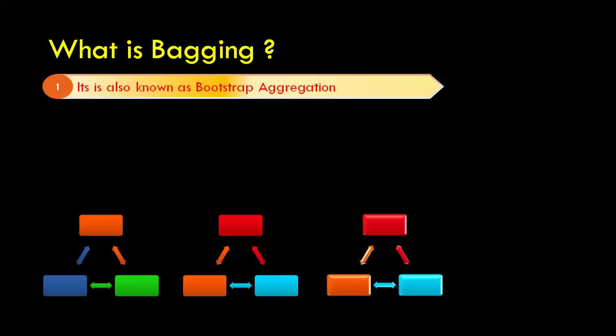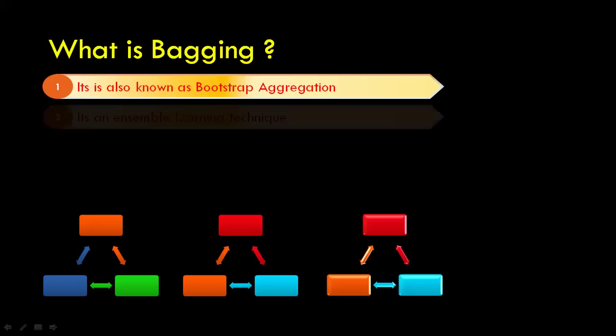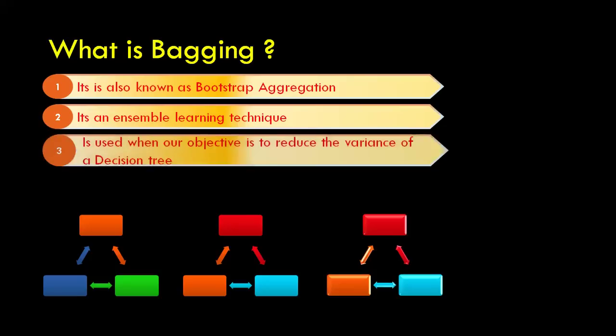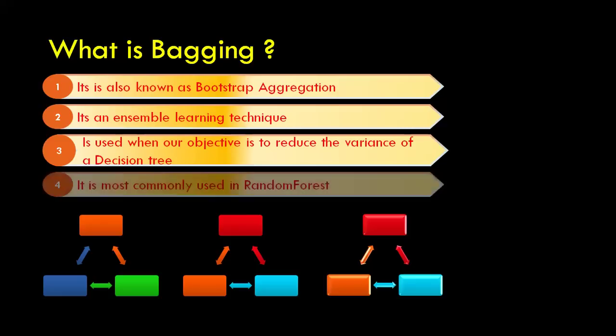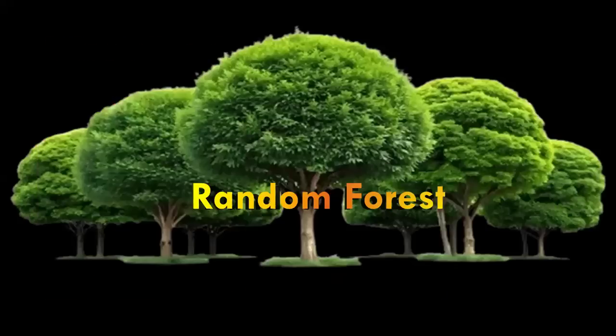So why is bagging required? The bagging technique is helpful in reducing the variance. It helps to prevent overfitting by smoothing out noise in the training data. It is used in algorithms like random forest, where multiple decision trees are bagged together. Next, we will take a look at what exactly random forest is all about, how it works.